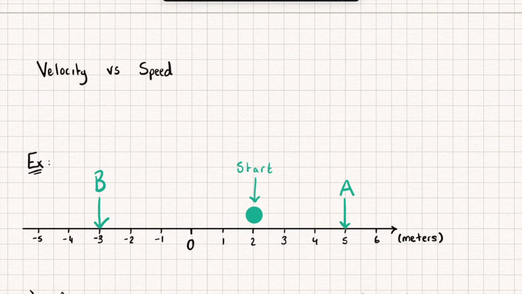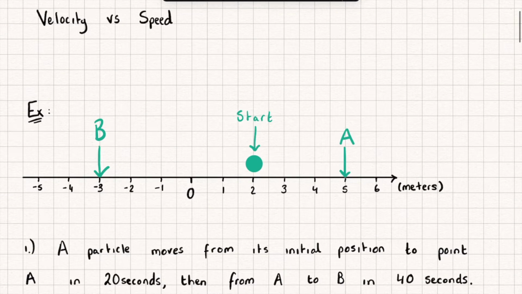Let's take a look at this question, and it's the same scenario as I looked at in my previous video where we looked at distance versus displacement. I have a particle which is starting at an initial position of 2 meters to the right of the origin, and it's just moving in one dimension, so it's moving along a line. It moves from its initial position to the point A in 20 seconds. So it moves to the right a distance of 3 meters, and it does that in 20 seconds.